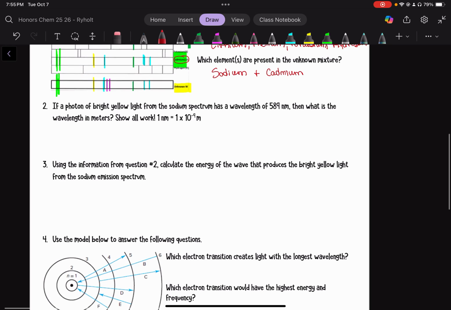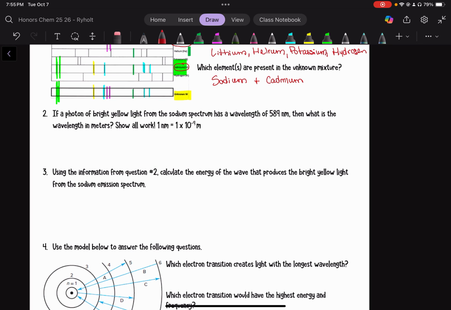All right, then it goes on to say, if a photon of bright light from the sodium spectrum has a wavelength of 589 nanometers, then what is the wavelength in meters? All right, so this is just a simple conversion it's asking us to do. And it's not surprising because we have to do this conversion quite often.